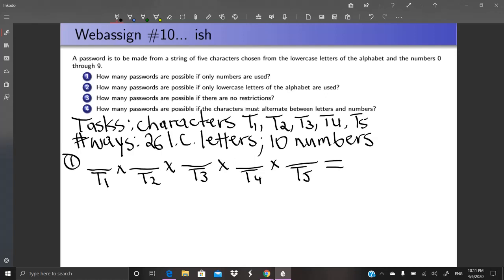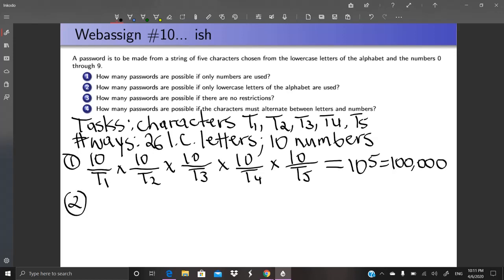So the idea is the number of ways to choose these characters, the number of ways to perform these tasks, are 10 for each character, right? So 10, 10, 10 here, 10 here, 10 here, which is 10 to the 5th, which is 100,000. So there are 100,000 ways to perform these tasks. There are 100,000 passwords that can be made using this idea. All right, so that's the first question.